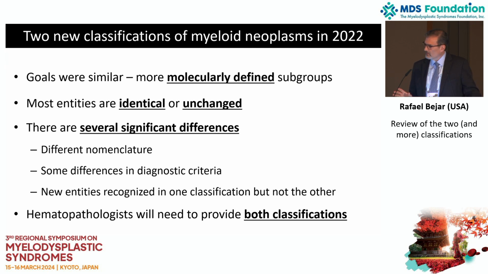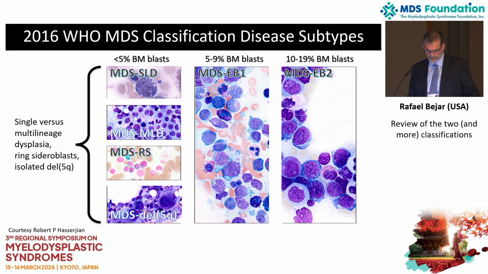But there are some significant differences. Some maybe account to just nomenclature, but even that can be controversial. There are some differences in diagnostic criteria where some patients are in one group but not another, and there are some new entities that are only present within one classification scheme. So I think in the meantime, we will have to use both, especially if we want to have some retrospective ability in the future to have this data put together at the time of diagnosis.